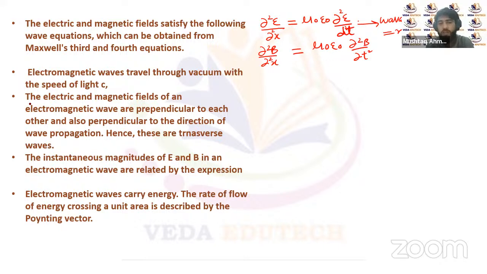The electromagnetic waves travel through the vacuum with some speed. That speed, which we call the speed of light, is equal to 1 upon the square root of mu naught epsilon naught, right?